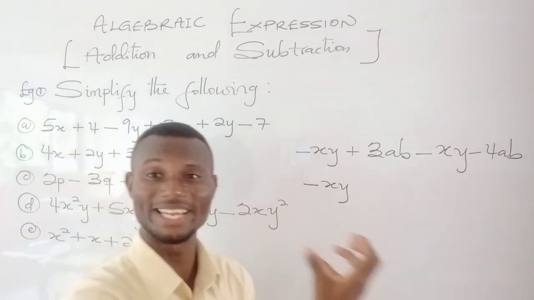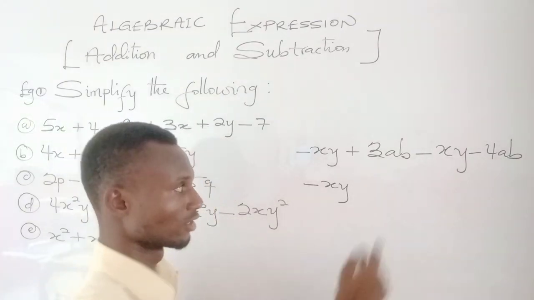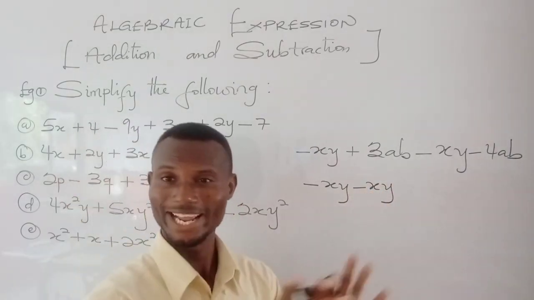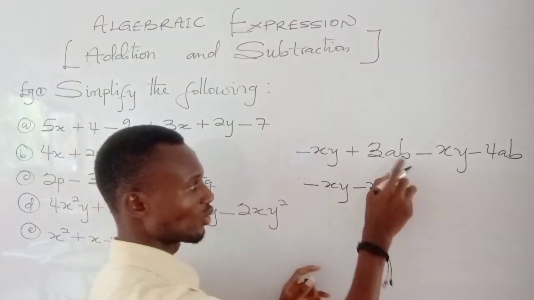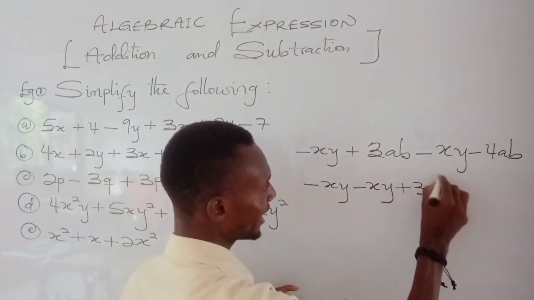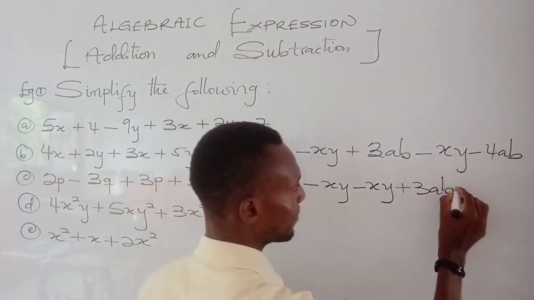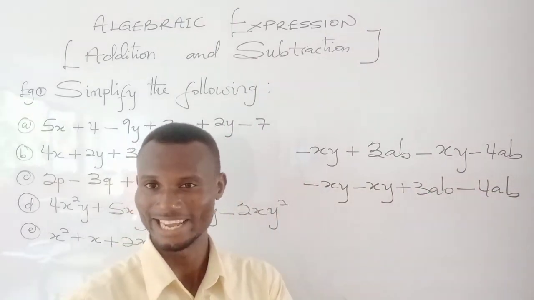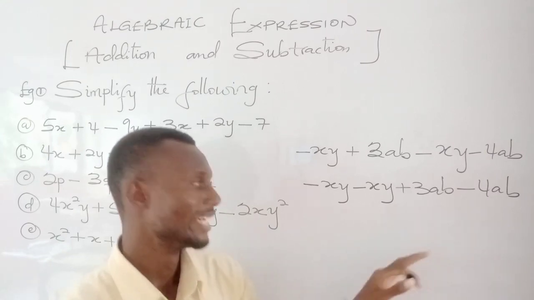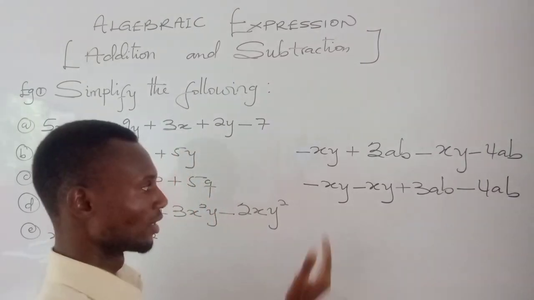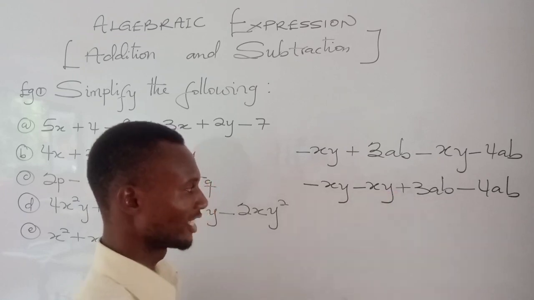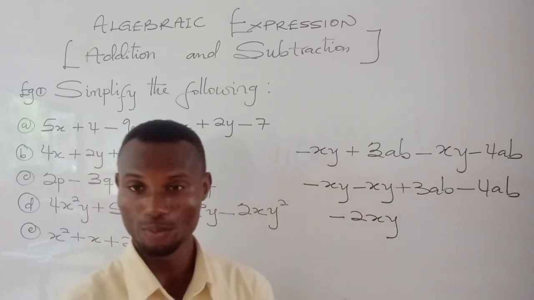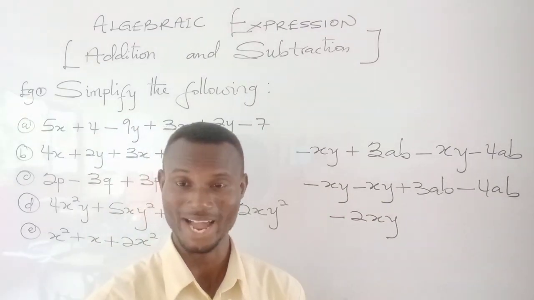Don't forget, I said you pick it with the sign in front of it. So minus this sy. Then I'll come to the ab as well, starting with this plus 3ab, then I'll join it with the minus 4ab. I hope the explanation is clear enough. Now let's go ahead and simplify further. Minus sy minus sy is going to give minus 2sy.